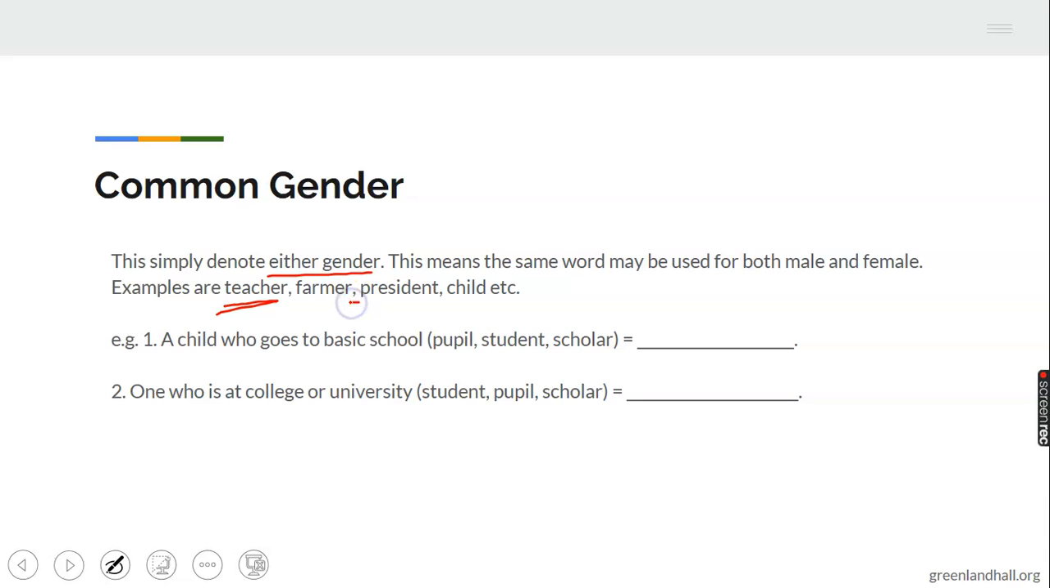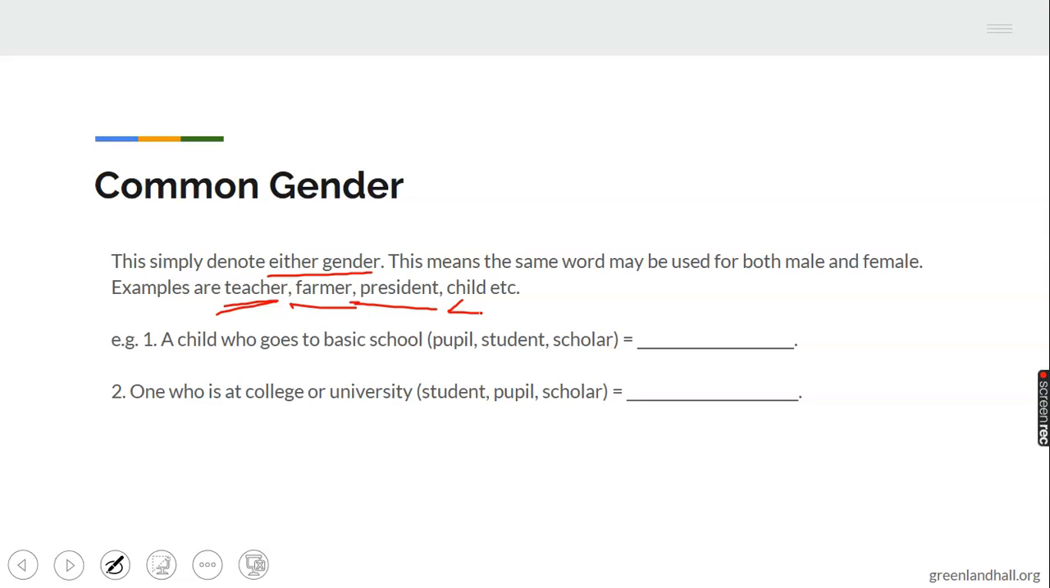Look at this other one, farmer. "I met a farmer." If I don't know the farmer, you don't know who I'm talking about. So farmer can be male or female. We don't know. So that is a common gender. President, child. The child is the baby of humans. "I saw a child."